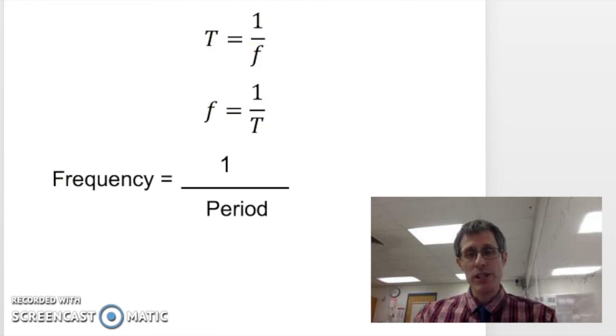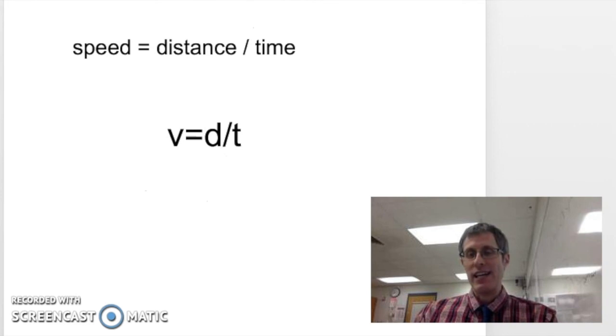Another equation that we're going to use is an oldie but a goodie. You've probably learned it already. The definition of speed. Speeds are given in, say, miles per hour, meters per second. It's always a distance divided by time, and that is the equation. Speed equals distance over time. And I'll write that as V equals D over T. V is speed, D is distance, T is time.